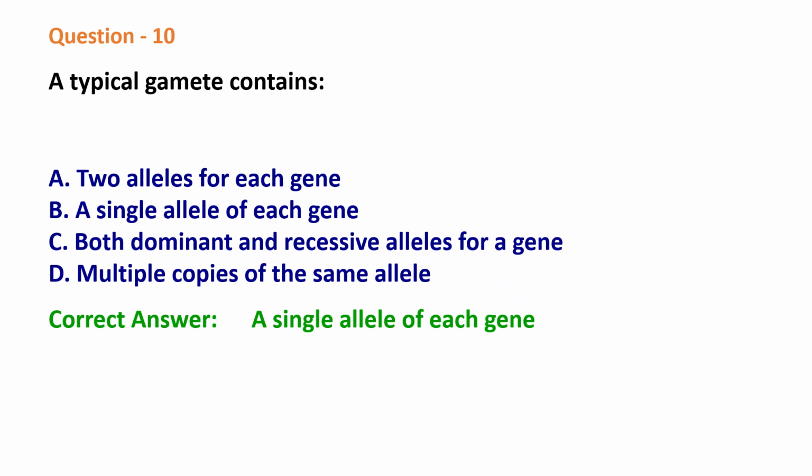See, we know that by the law of segregation the alleles segregate during gamete formation. So, for each character, if it is a diploid organism, the organism will have a pair of alleles and these pairs segregate during gamete formation. So, inside a gamete, we will have only a single allele of one particular gene.